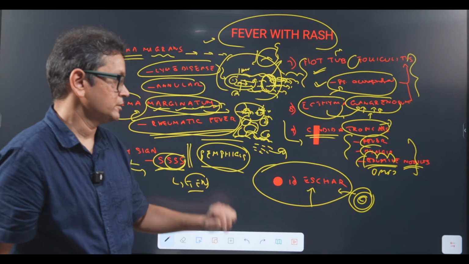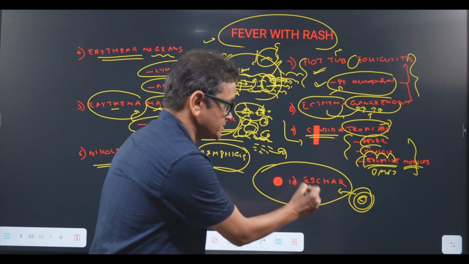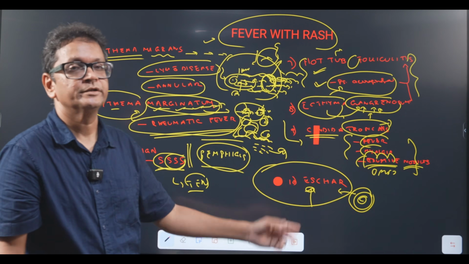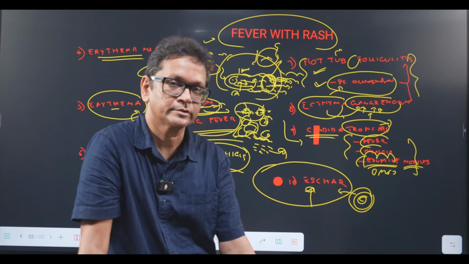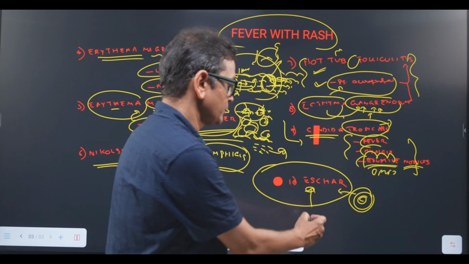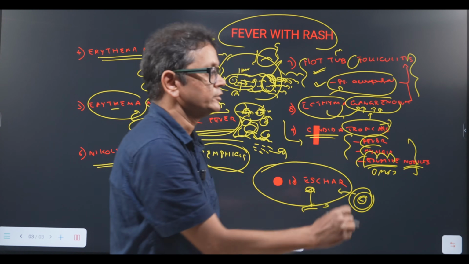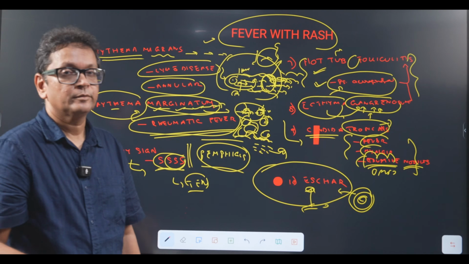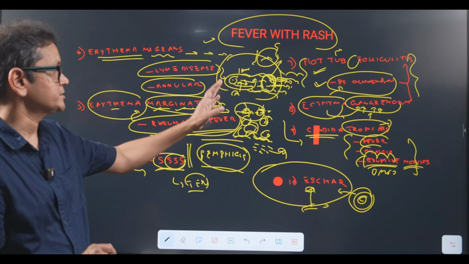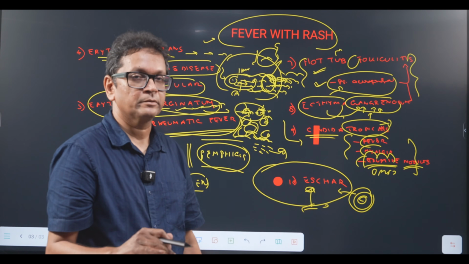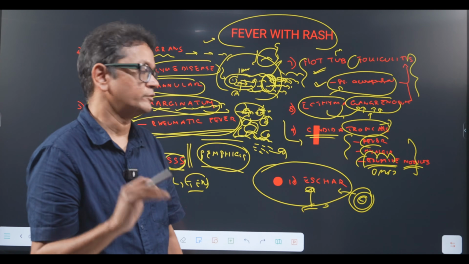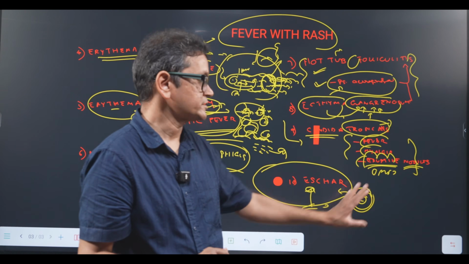We can see eschar or ulcers in other diseases like Rickettsia, especially scrub typhus. This scrub typhus we often encounter in or around Hyderabad. So any patient having fever with rash, with eschar, especially in this area in or around Hyderabad, which has scrub vegetation, suspect scrub typhus.